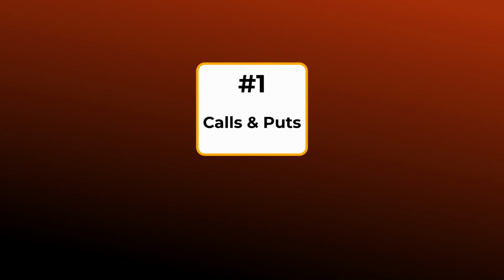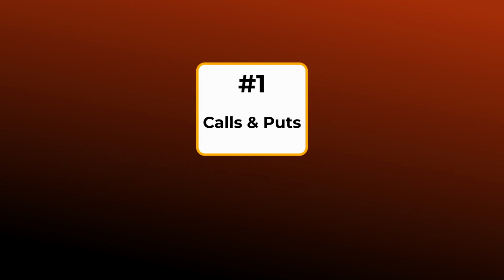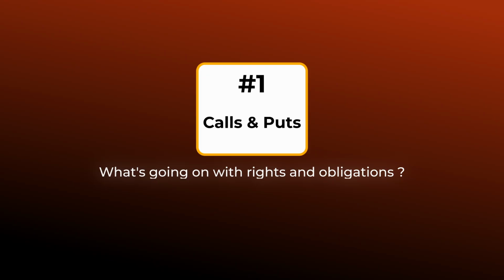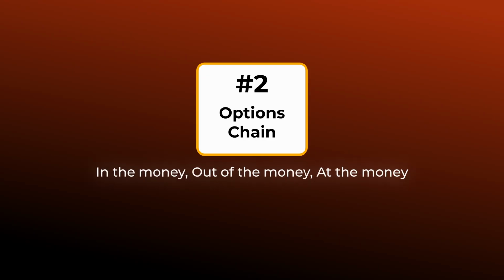So the first pillar when you're learning the basics of options is what is the call and the put, and what's happening when you buy and sell calls and puts, and what's going on with rights and obligations. Okay, we're going to talk about that pillar today. The second pillar is understanding the options chain, and the options chain is super important because that's where you actually execute the buying and selling of calls and puts and understand where you're at regarding in the money, out of the money, at the money, and your probabilities of success.